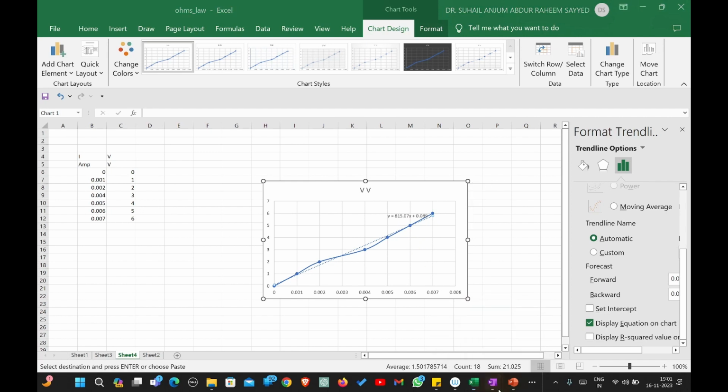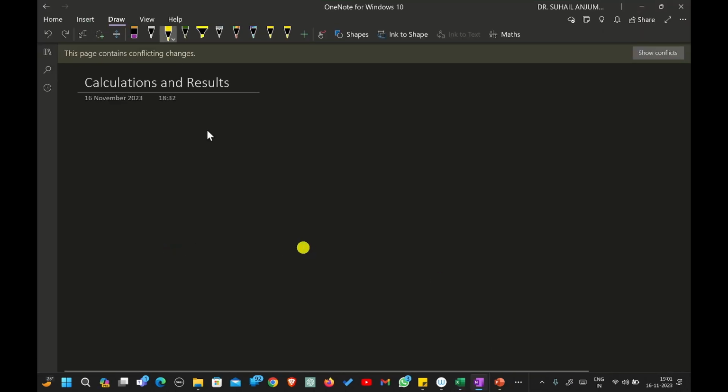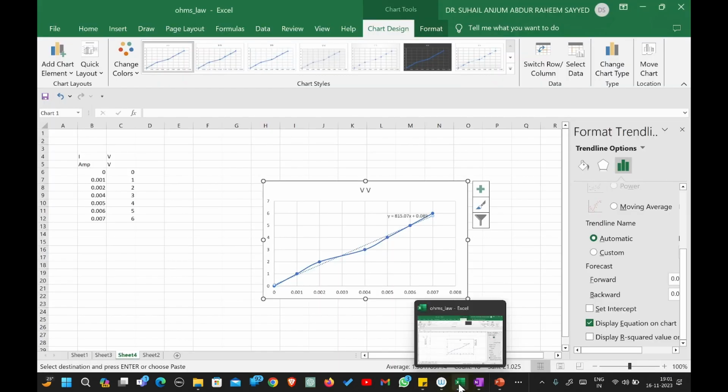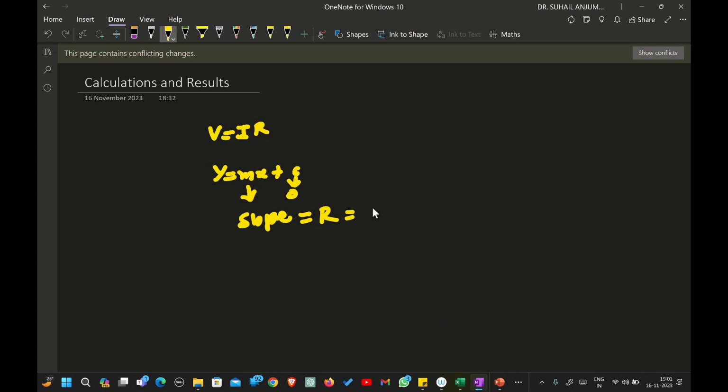Now we have just fitted it into a straight line. According to Ohm's law, we have V is equal to I into R. Here we have fitted it into a straight line, so we get y is equal to mx plus c. Actually, ideally this c should be 0 in case of Ohm's law. And then this m, small m, is nothing but the slope of the graph, and this slope of the graph is nothing but the value of resistance, which in our case is 815.07. So approximately, we can say 815 ohm is the value of the resistance we obtained here by using the Ohm's law experiment.